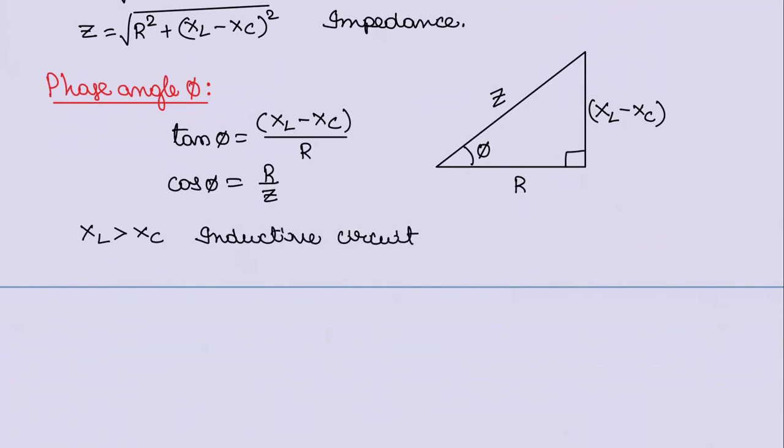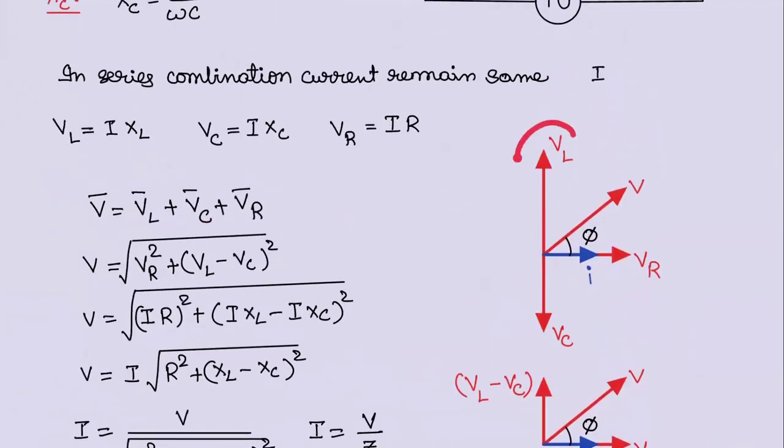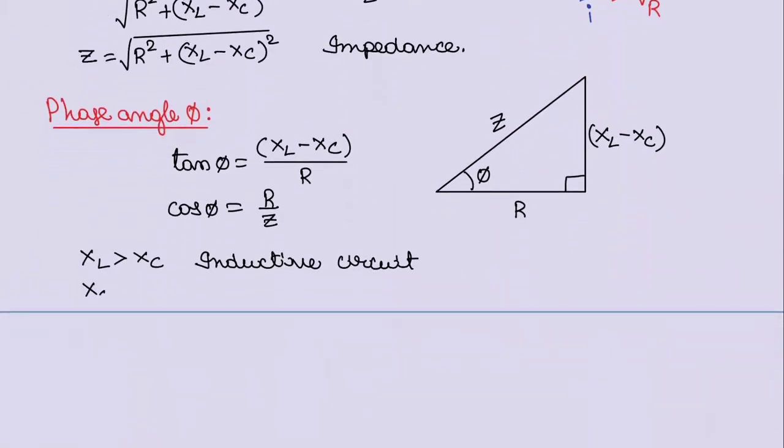Because in this, inductance will be in dominance. Check it. You can say voltage across inductor will be more. If XC is greater than XL, then it is called a capacitive circuit. Just remember these 2 points required for CBSE.